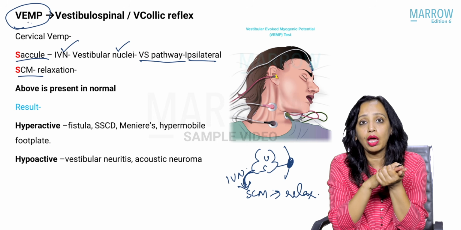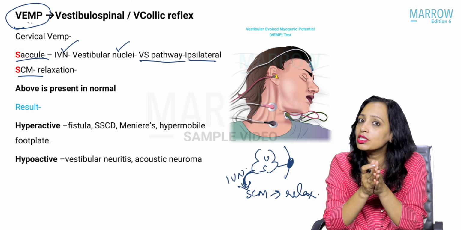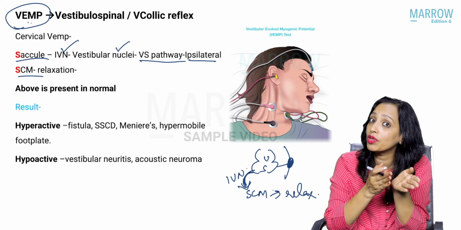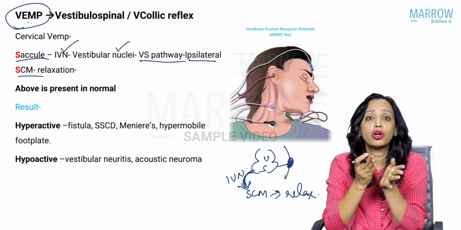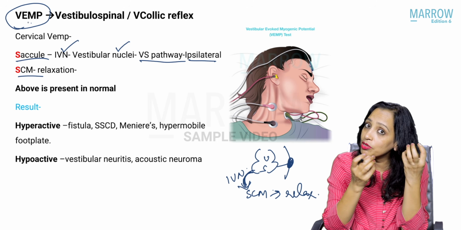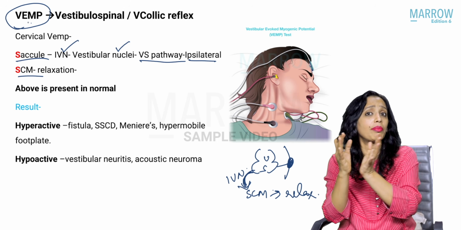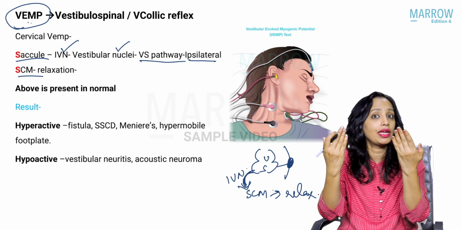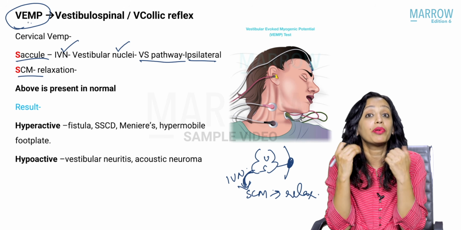But if the response I am getting is hyperfunctional, too much excessive stimulation, what does this indicate? It indicates excessive stimulation of the inner ear. It can be because of a fistula, Meniere's disease, or superior semicircular canal dehiscence. In Meniere's, the utricle and saccule come very near to the footplate, so they become hyperexcitable. In all these cases, the inner ear becomes hyperexcitable.